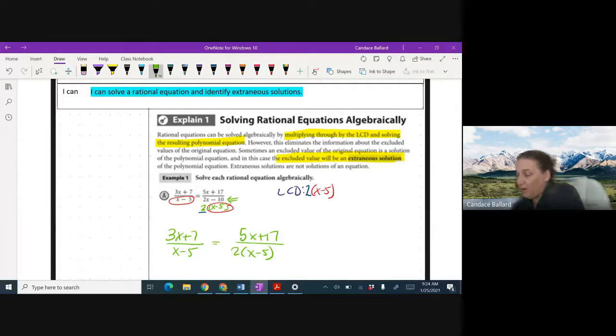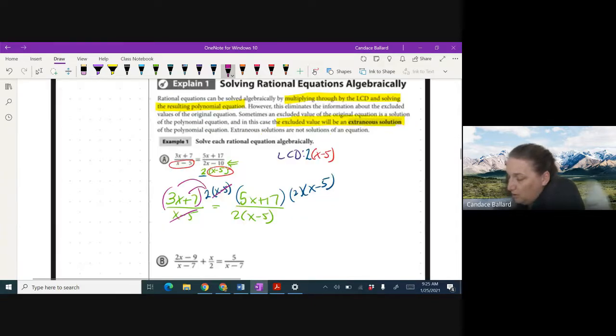Okay. All right, so I am going to multiply everything by the LCD, meaning I am multiplying this by 2 times x minus 5, and I am multiplying this by 2 times x minus 5. Now, here's where the satisfaction comes in, right? We love canceling things. So in this first term, I get to cancel x minus 5, and I am going to distribute the 2.